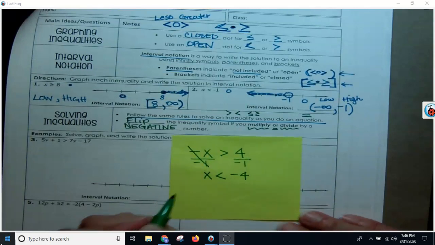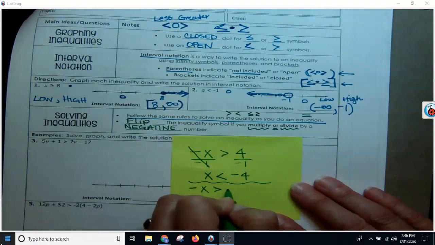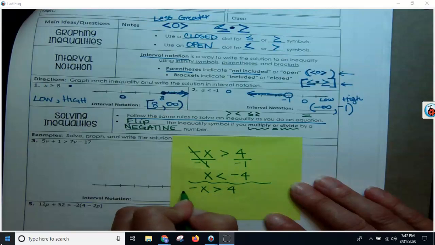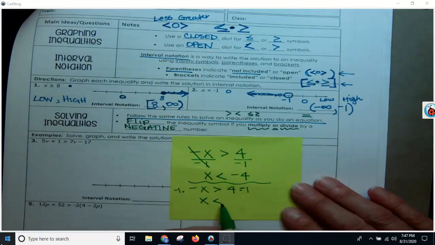Another way, you may not do it that way. Maybe you do it this way. What if you do it this way? Negative x greater than 4. If I multiply both sides by a negative 1, a negative times a negative is a positive. 1 times 1 is 1. So I'm left with positive x. And again, I'm multiplying by a negative 1, so I flip my sign around, and I'd get negative 4.